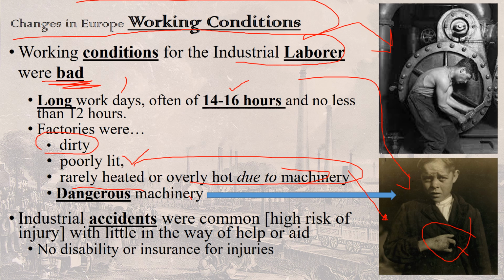It's really brutal. Industrial accidents were incredibly common. There's a high risk of injury, and there was no disability, no insurance for these. You get hurt, you literally get kicked out of the factory on your butt, and that's it. Like, they're not even going to pay for you to get your hands stitched up because they don't care, and there's no law saying they have to. That, again, doesn't come about until like 100 years later.